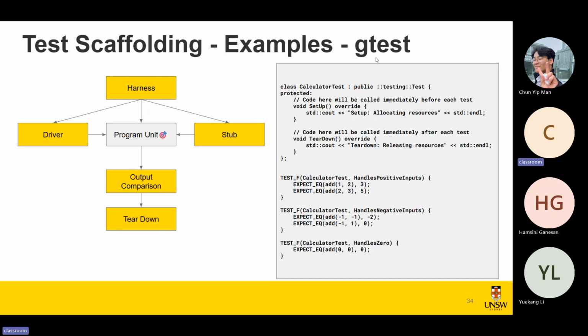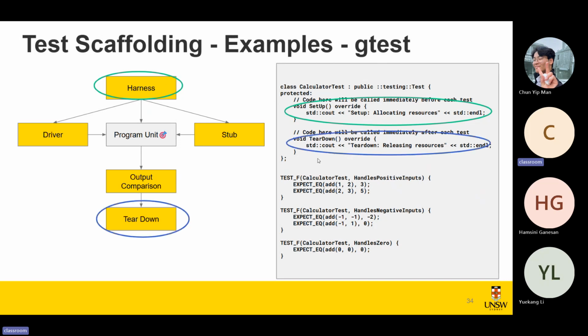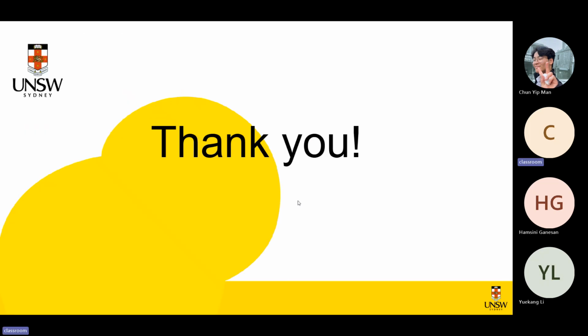And this is another example with G-test. So we can see that we also have all these kinds of things. We have this setup, which is actually the entire thing is the harness. And we also have the tear down, which is to release the resource. And we have these output comparisons here. And that's all about the main content today.